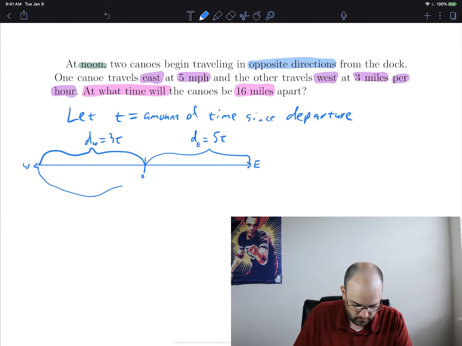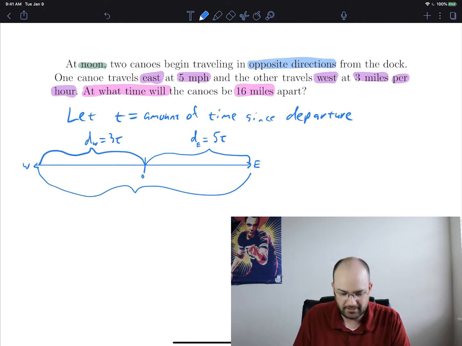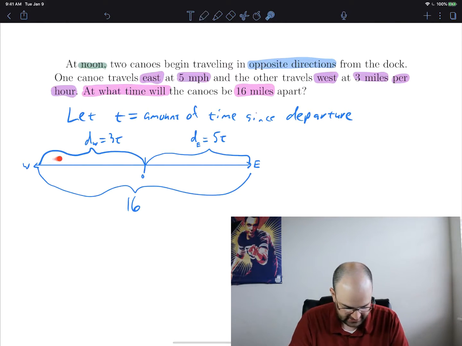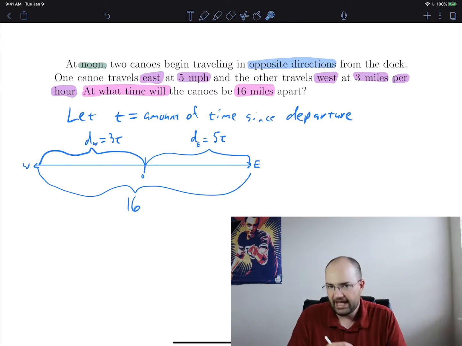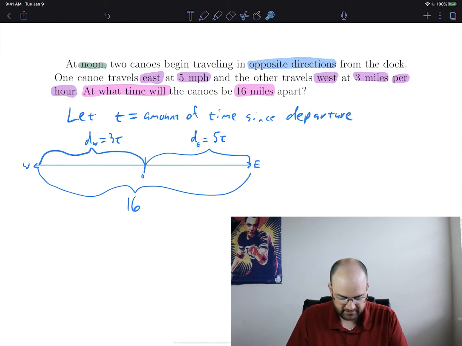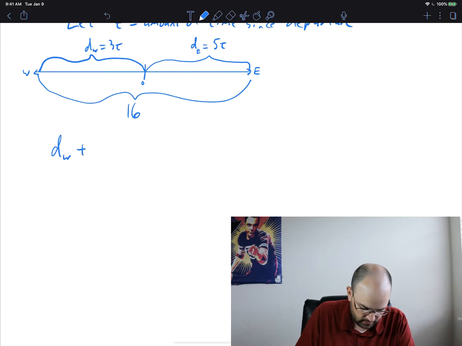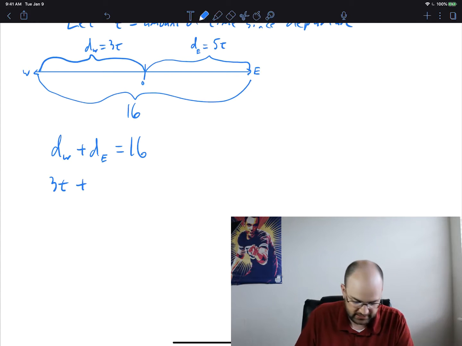And we want to know at the end, they will be 16 miles apart, and at what time will that happen? Now notice that this is 3t, this is 5t, but this is some distance west, this is some distance east. I have to add the two together, and that'll give me 16. In other words, what I want from all this is that d sub w plus d sub e is equal to 16. Now d sub w is just 3t, d sub e is just 5t, equals 16.